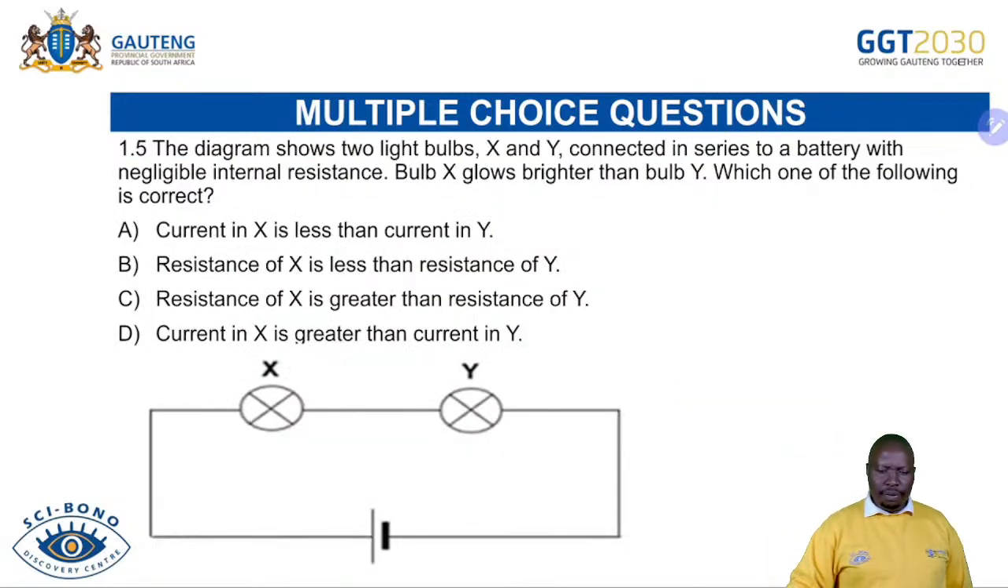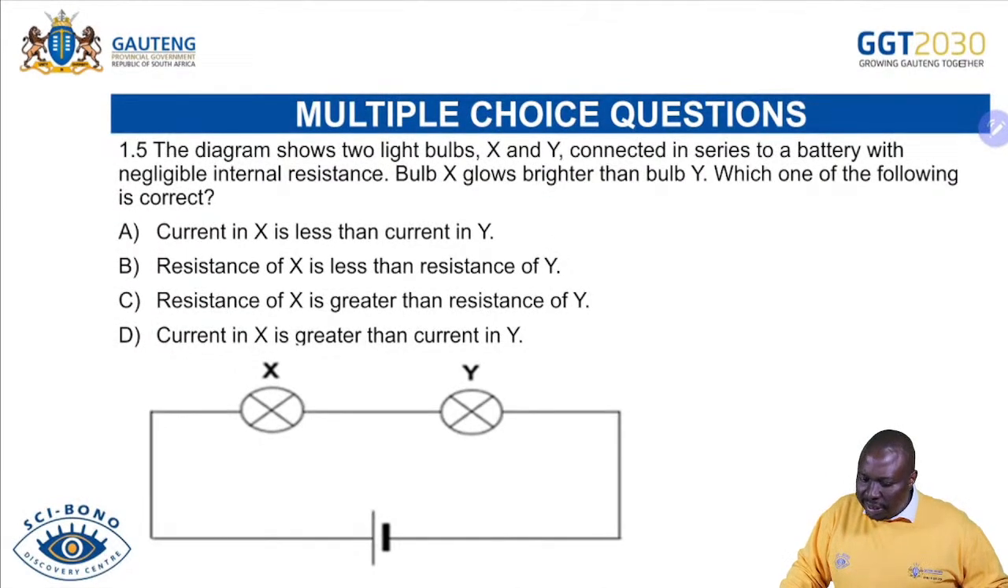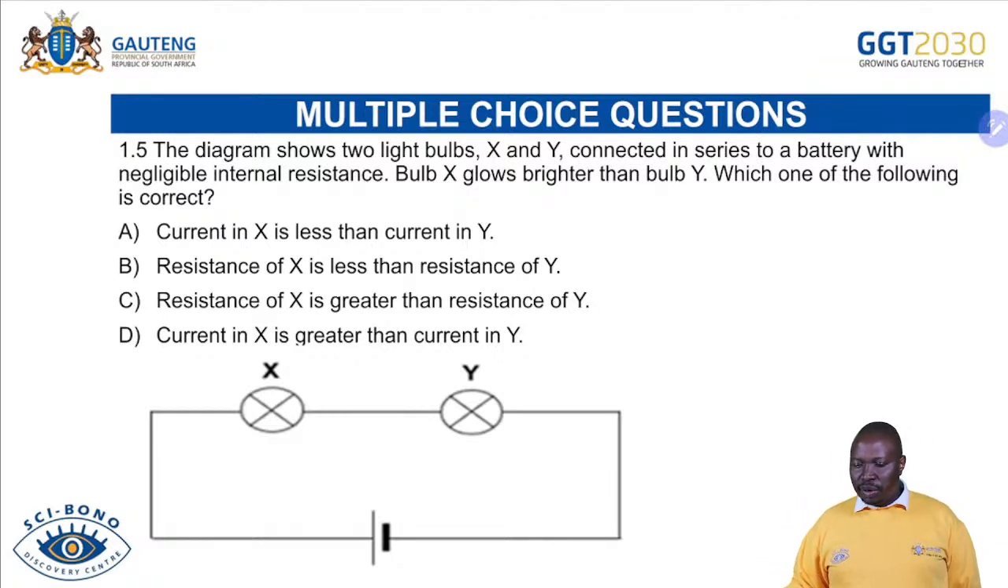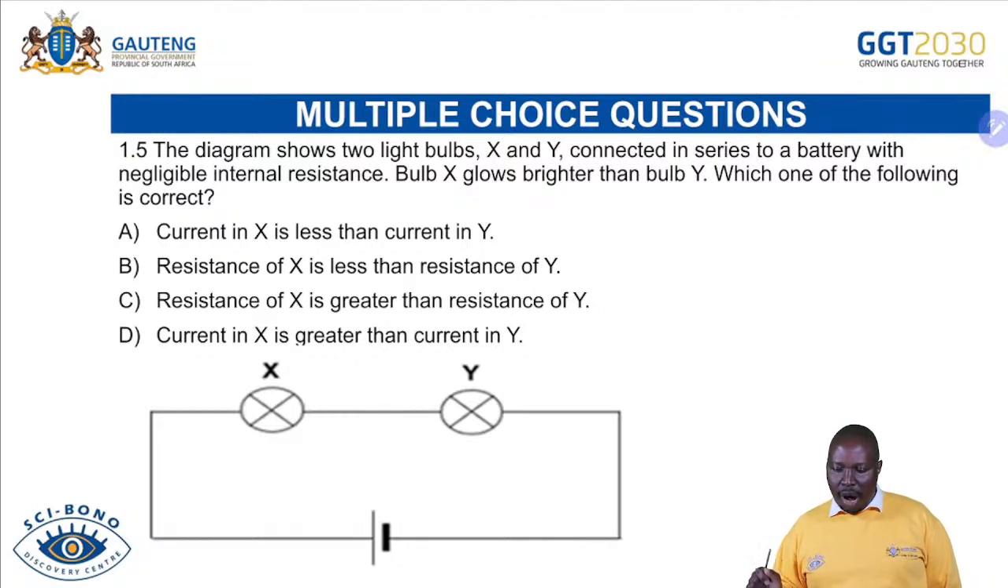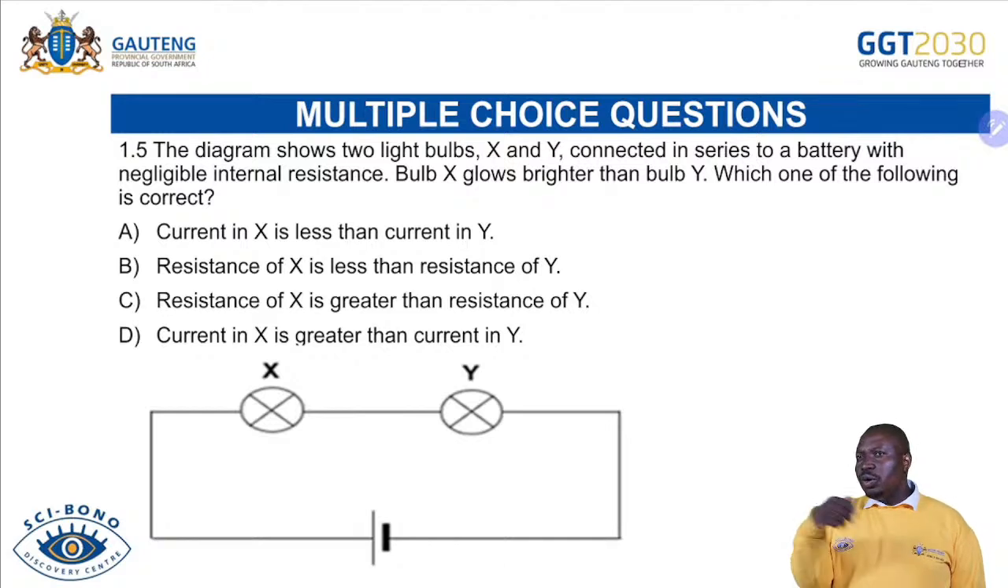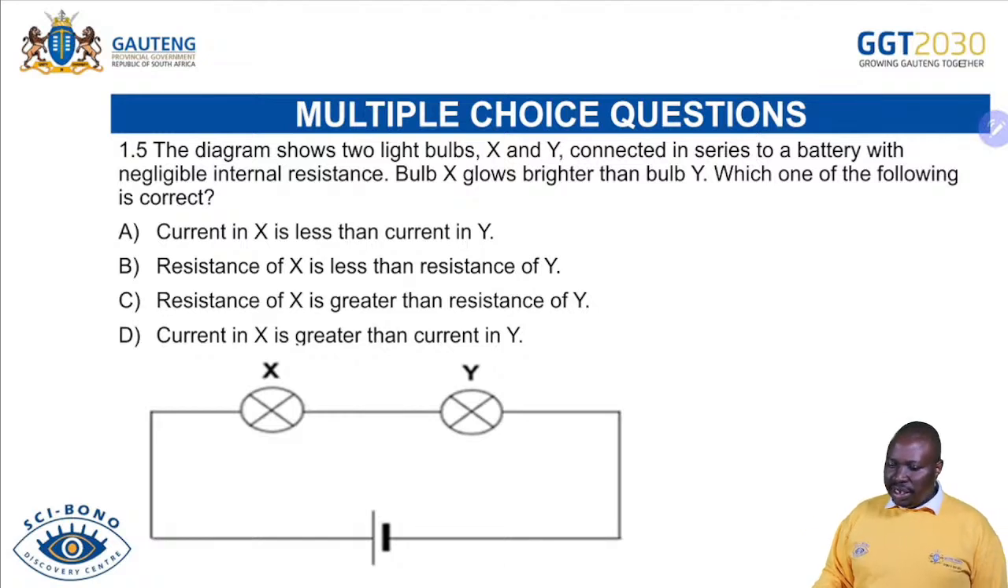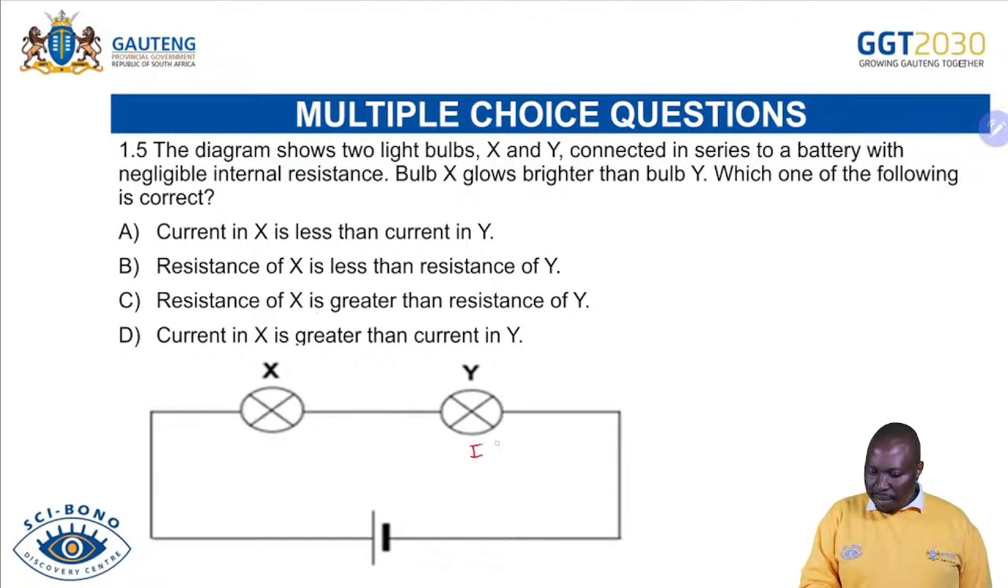Now we move to 1.5, which says the diagram shows the light bulbs X and Y connected in series to a battery with negligible internal resistance. Bulb X glows brighter than bulb Y. Which one of the following is correct? Remember, we said in terms of the parallel combination, the glowing remains the same. But now here we're saying current in X is less than current in Y. So they're saying we have more current in here, and then they're saying current is less there.